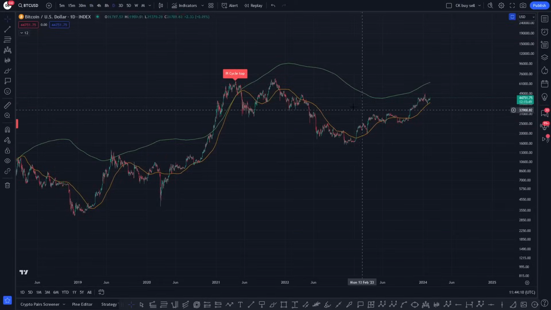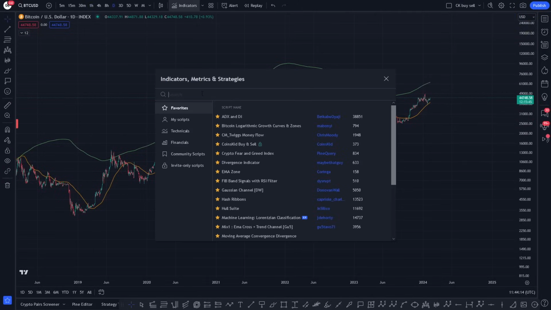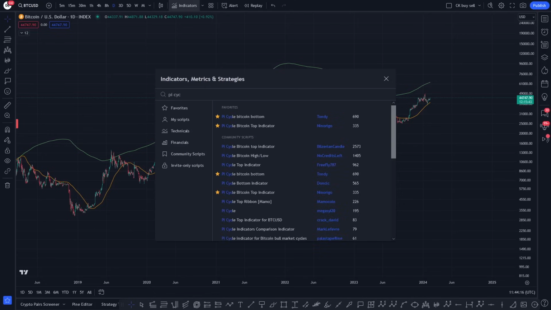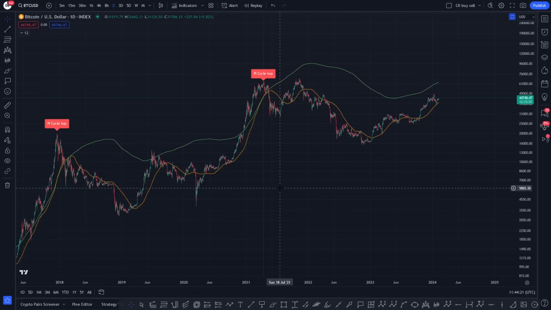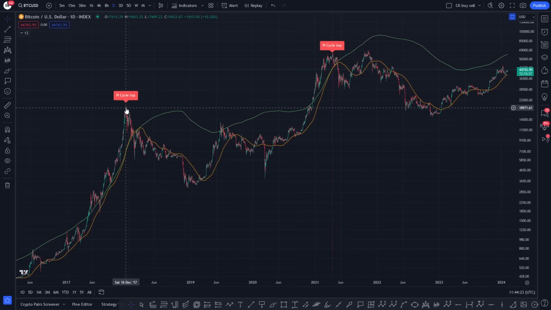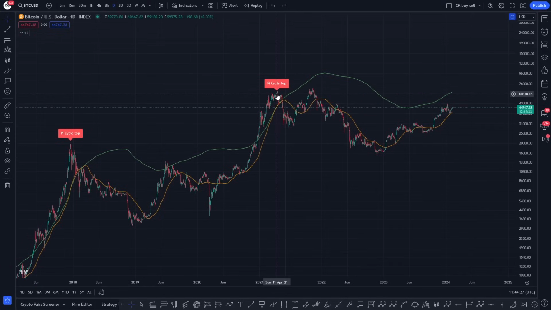Okay, so this indicator that I'm using is a Pi Cycle Top indicator. To get it into your charts, type Pi Cycle Bitcoin Top indicator just there, okay. Drop it into your charts. It's a free indicator, it's a great little indicator. For example, in 2017 it called that top just there, look at that, and then it called the top in April of 2021 as well, okay, which I think was a true cycle top of a big impulsive move, okay.